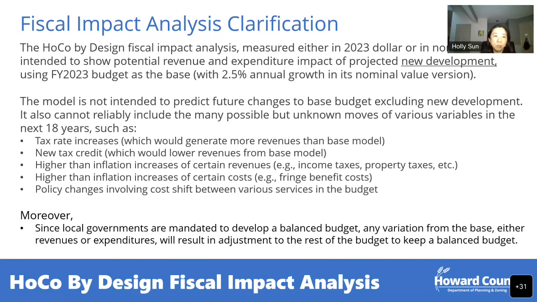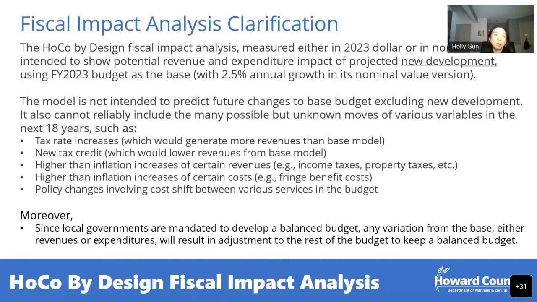Down the road, state or local government could increase tax rates, or add a new tax rate that brings down the revenues, or some of the revenue could be growing faster than inflation, and some of the costs can be growing faster than inflation, or in some years, if it's a recession, everything will be lower than inflation growth, right? There's a lot of other policy change that could result in a shift between services within the same budget. All those things we cannot predict, and we cannot create 100 different scenarios based on that. That's really beyond the scope and not the purpose of this exercise.